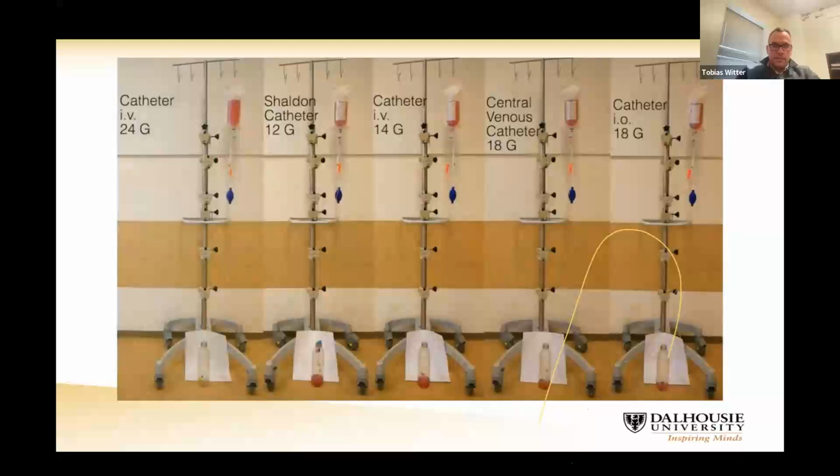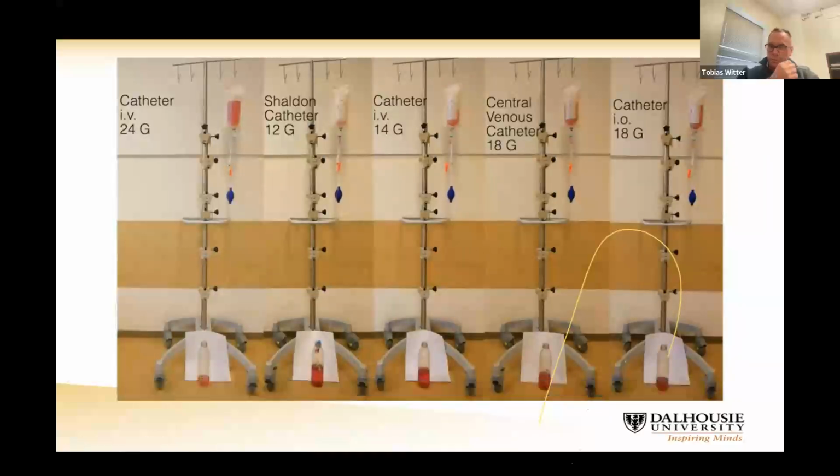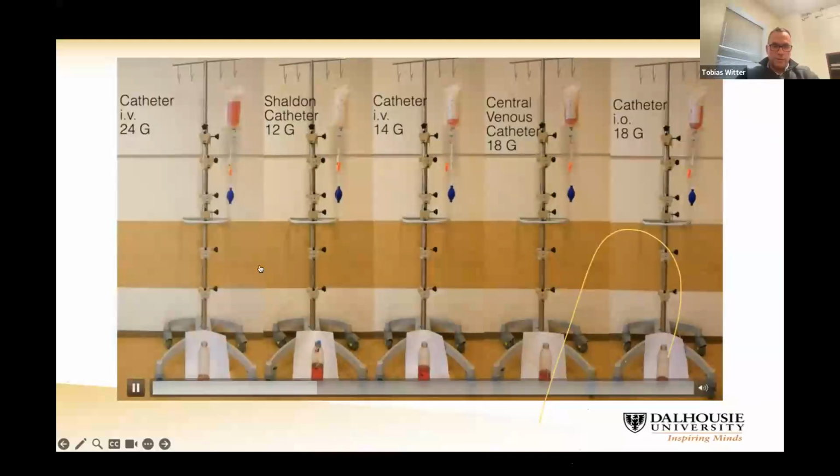And you can see we have a 24 gauge over here. We have an 18 gauge. We have an 18 gauge central catheter, which is longer than the 18 gauge IV. That's actually an IO, sorry. We have a 14 gauge IV, and we have a Sheldon catheter, which is a dialysis catheter, with 12 gauge, but also a little bit longer. And you can see the flow rates, the fill rates in the bottom there.